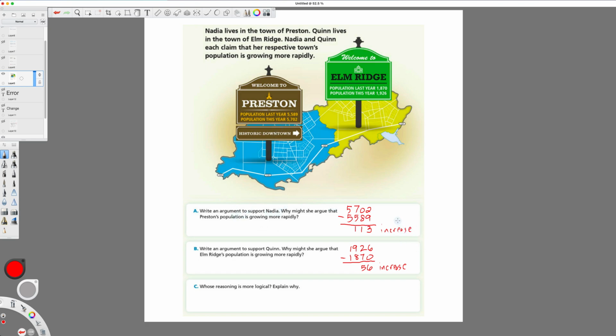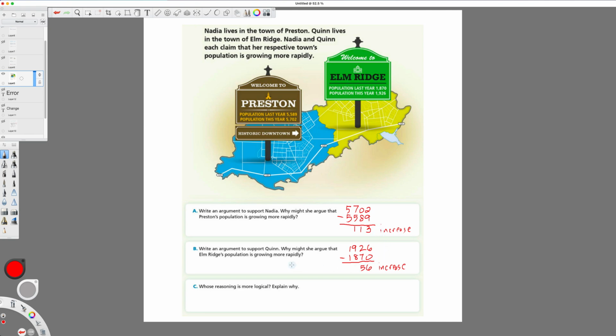Preston is growing more rapidly. It's growing at 113 compared to 56. However, if we take a look at it, this increase is very close to roughly twice this. But look at the population. The population of Preston is significant. It's like 3 times the population of Elm Ridge, but it only increased by twice the number of people. It makes sense to me that if the population is higher, we would expect the increases to be higher because there's more people to repopulate.